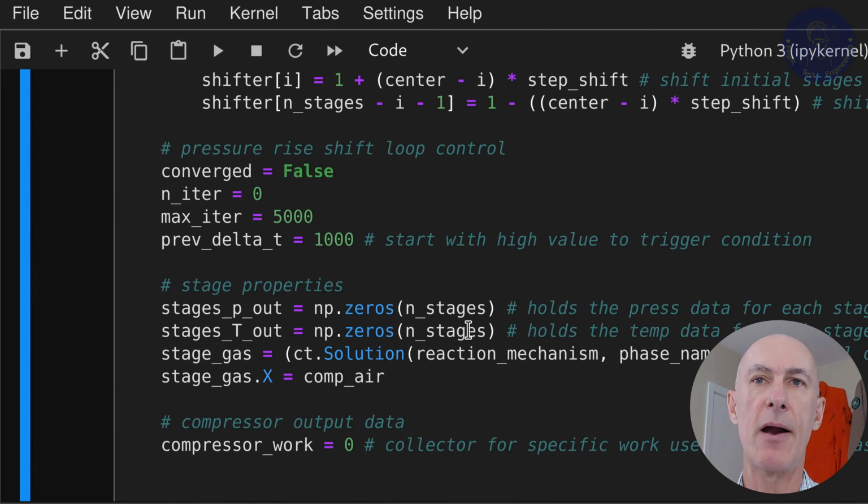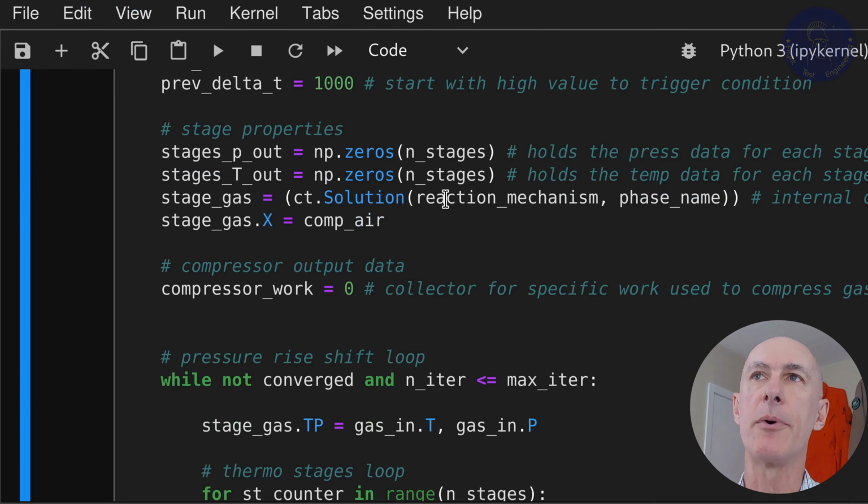Next, we create the variables that will control our pressure shift loop. We create a variable to control if it has converged. The number of iterations is going to be kept on this one, and this is going to be our maximum number of iterations that we allow. The initial value of our convergence check, which will be the delta T, we start with a ridiculously high number to guarantee that the first iteration goes through. I prefer it this way because then we do not have to do an if statement being run every iteration and checking if this is the first step.